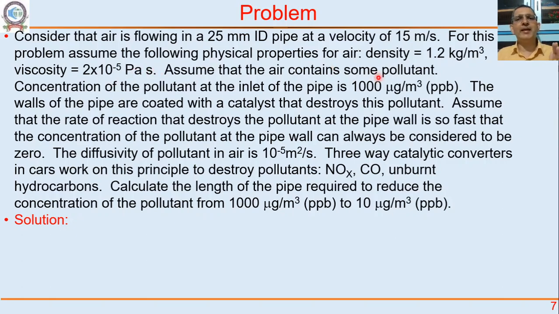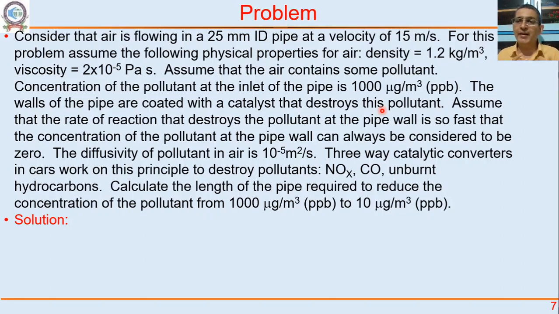Let's assume that this air contains some pollutant. So concentration of the pollutant at the inlet of the pipe is, let's say, 1000 micrograms per meter cube. Walls of the pipe are coated with a catalyst that destroys this pollutant. And assume that the rate of reaction that destroys the pollutant at the pipe wall is so fast that concentration of pollutant at the pipe wall can always be considered to be zero. There's another important concept coming. Diffusivity of pollutant in the air is 10⁻⁵ meters square per second.